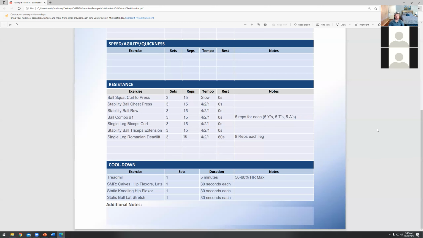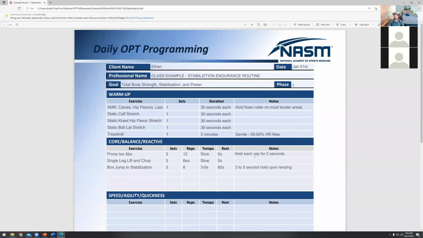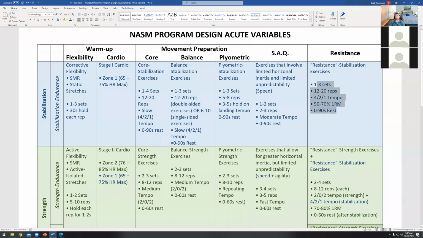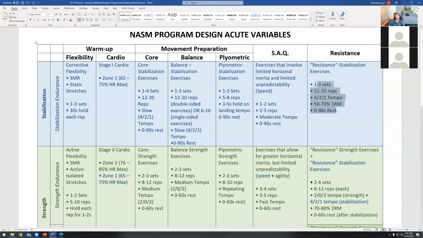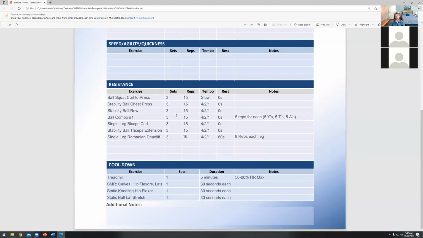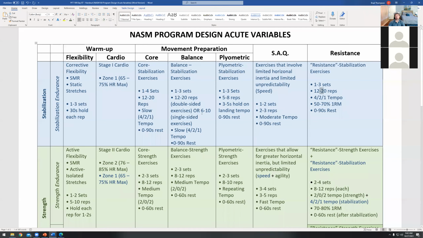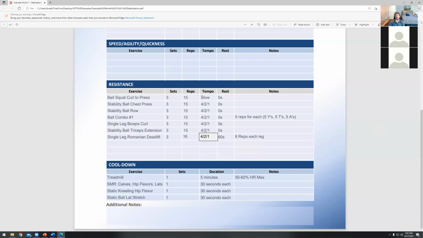Right now, I've got a very clear, total body routine. I get my client to do this 3 days per week. And that's the perfect stabilization routine, falling well within all these normal ranges, right? 15 reps is right in the middle here. 3 sets, right? Slow tempos here. Now you'll notice I did write 4, 2, 1. That means I'm being really specific about it, whereas up here I wrote slow.